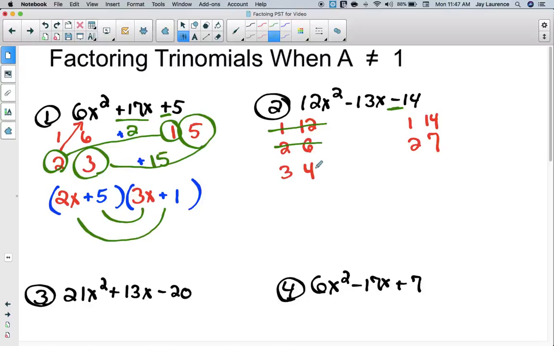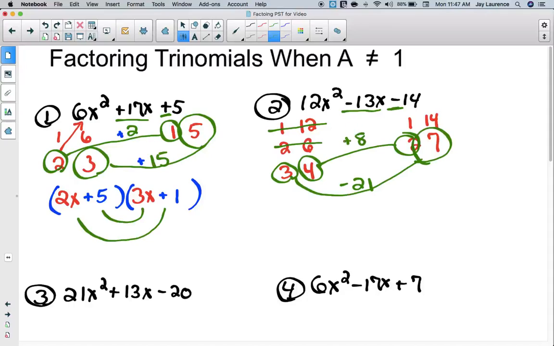So let's see here. How about this? How about if I get an 8 and then a 21? 21 minus 8 is 13. The only problem is I don't want 21 minus 8 because I want a negative 13. So I'm going to do a negative 21 and a positive 8. That will get me a negative 13. All right, so here we go. I set up to do my factoring.